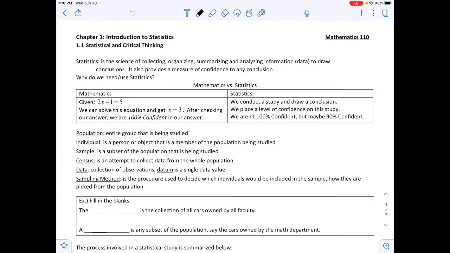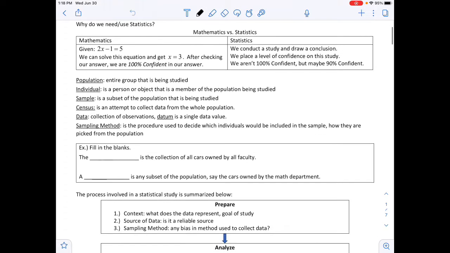So why do we need statistics? Statistics is widely used in all different areas of our life. You'll see it in business, you'll see it in sports, you see it in medicine. So mathematics is different than statistics.